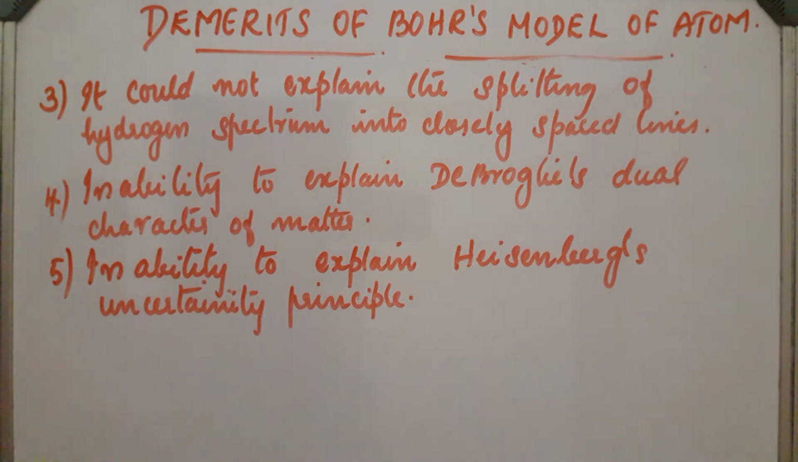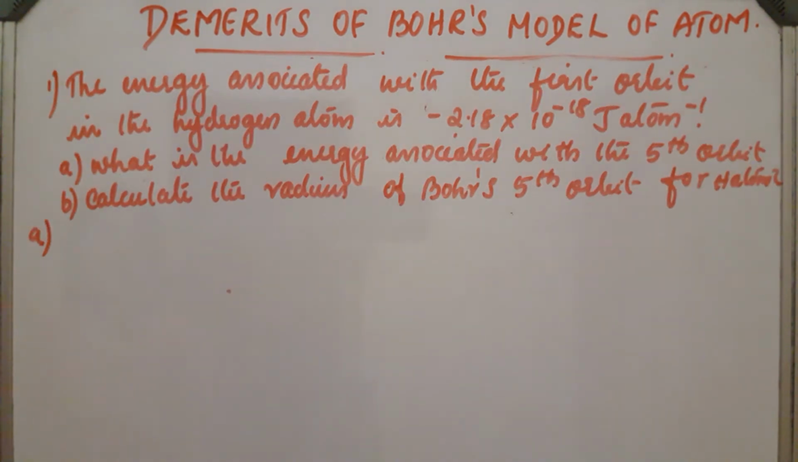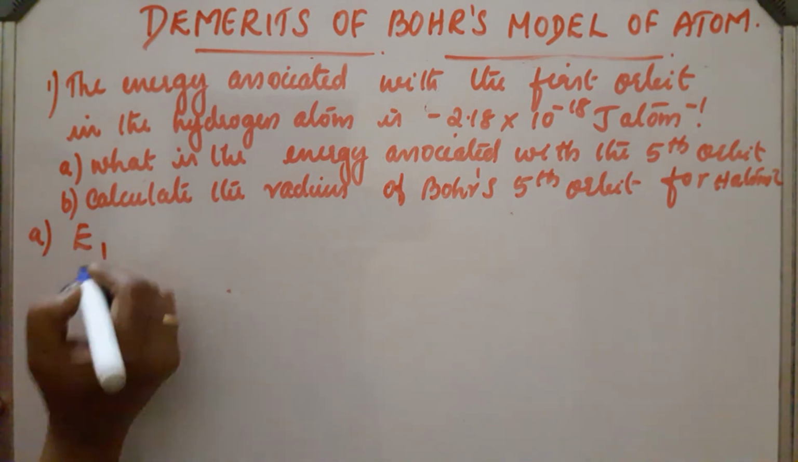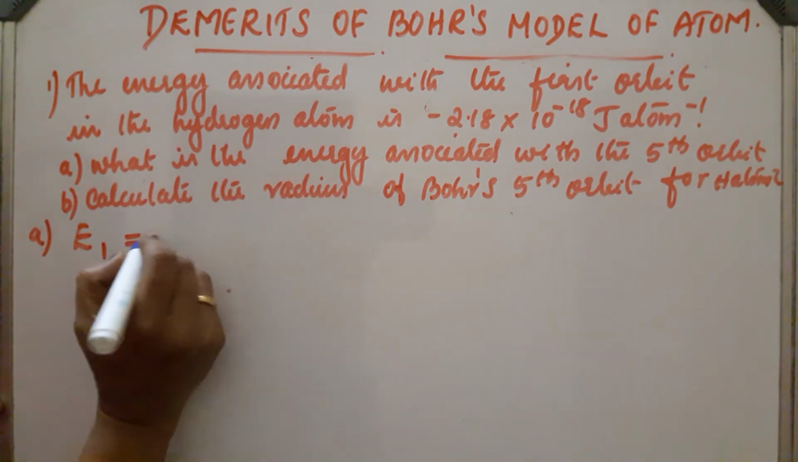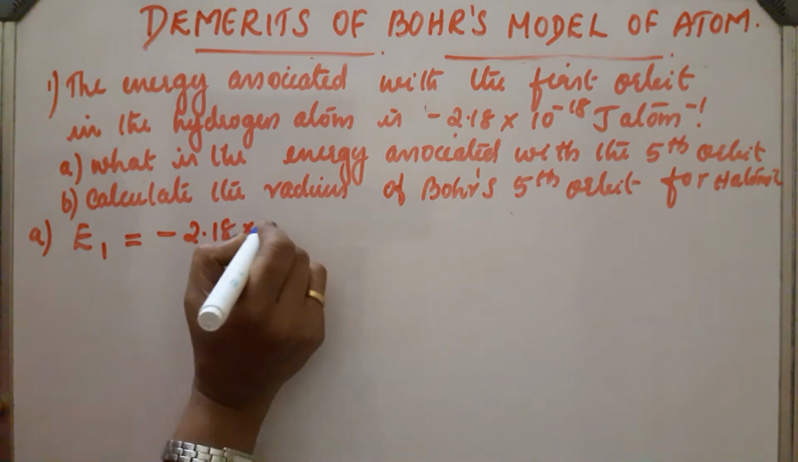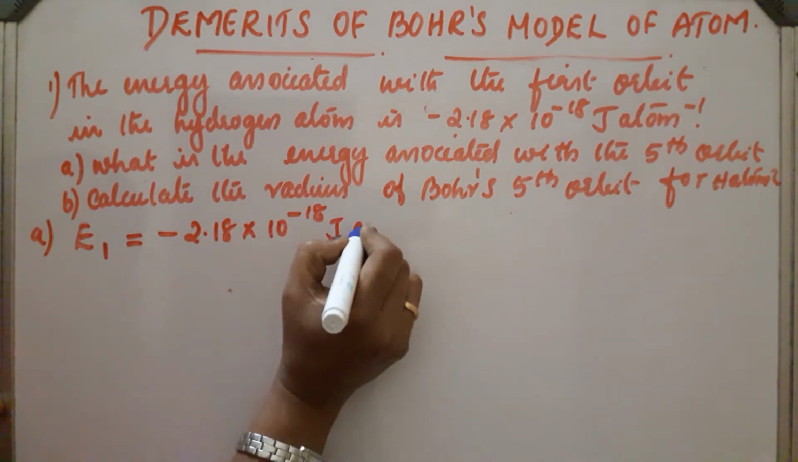Now we can do some problems based on Bohr's model of atom. First problem: the energy associated with the first orbit in the hydrogen atom is minus 2.18 into 10 raised to minus 18 joule per atom. The first part is, what is the energy associated with the fifth orbit? So E1, the energy of the first orbit, is given.